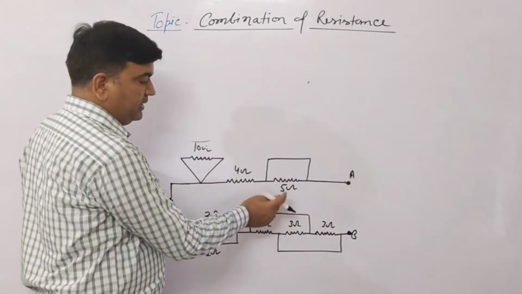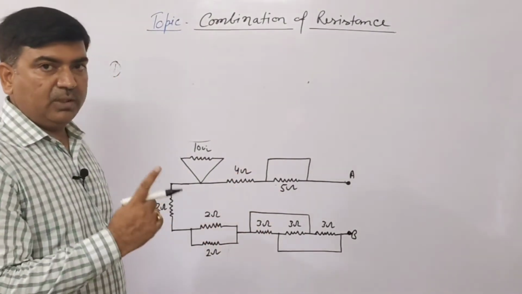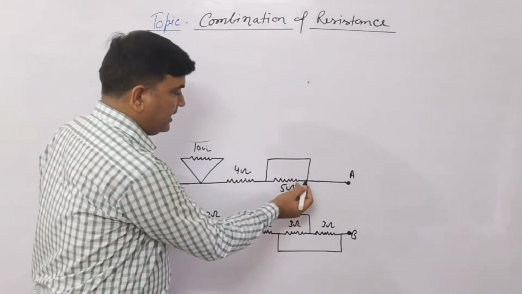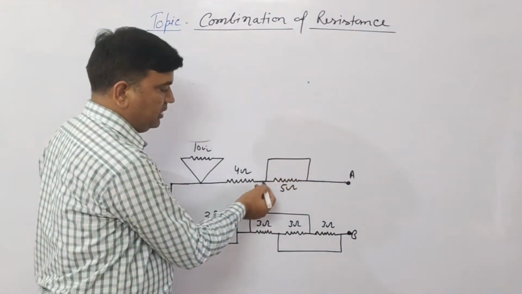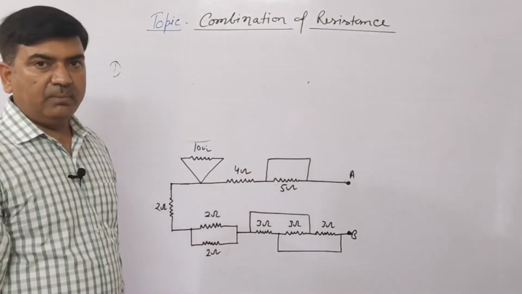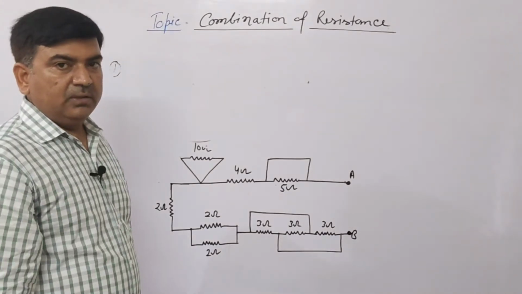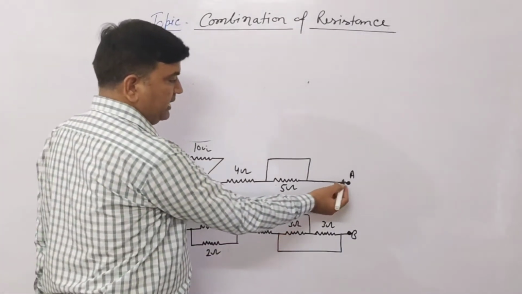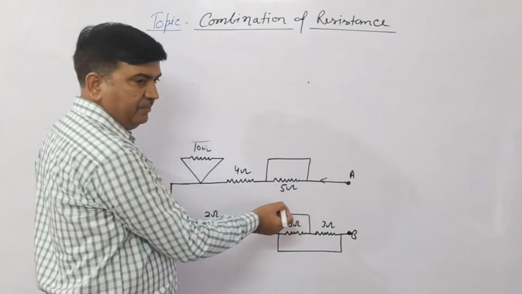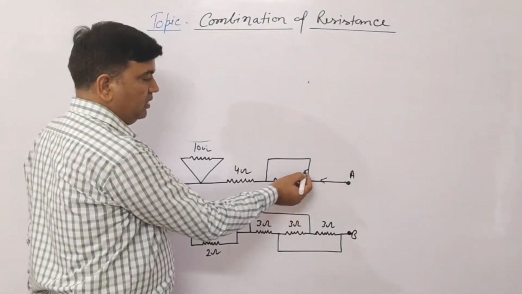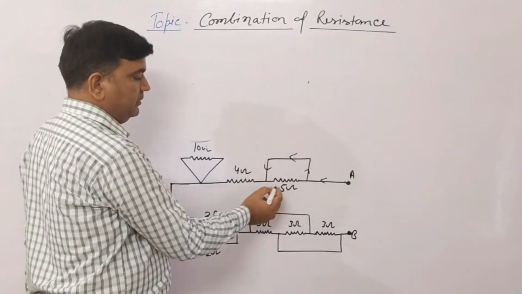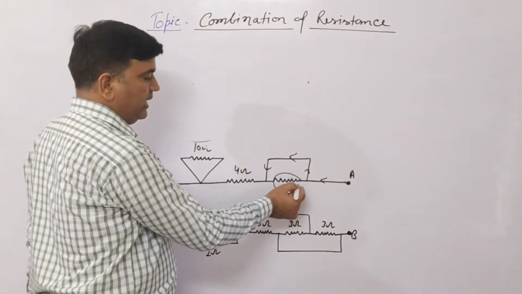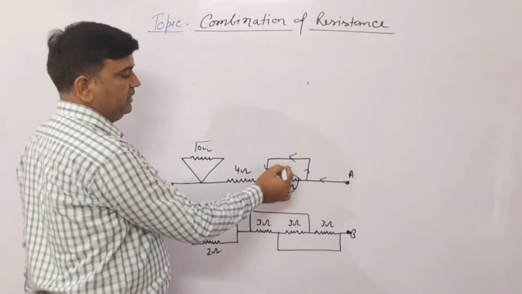Here the 5 ohm resistance is given to you in the circuit diagram, but one thing is here: the wire is directly connected across the resistance, and it is called the bypass. That means, suppose that current is flowing through the point A. Now it follows the bypass. So in this case, no current passes through this resistance. It is useless.